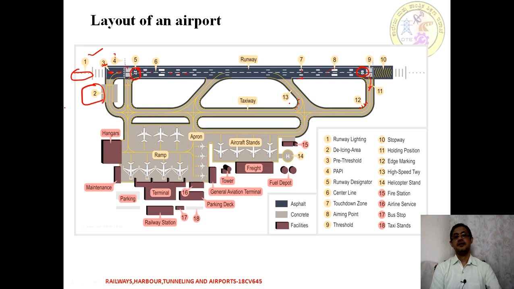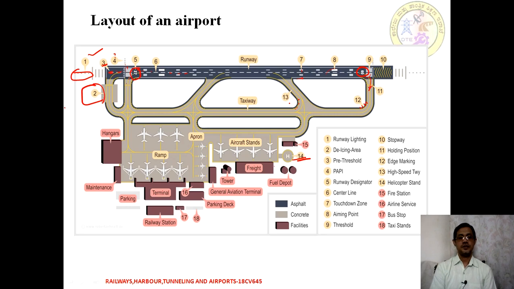Then the 13th is going to be called a high speed taxiway. Suppose it is going to be turned off at 50 to 60% of the total runway length, then that is a high speed taxiway that we are going to provide. Next is going to be the helicopter. Depending upon the type of airport, we are going to have some helipads and helicopter stands.